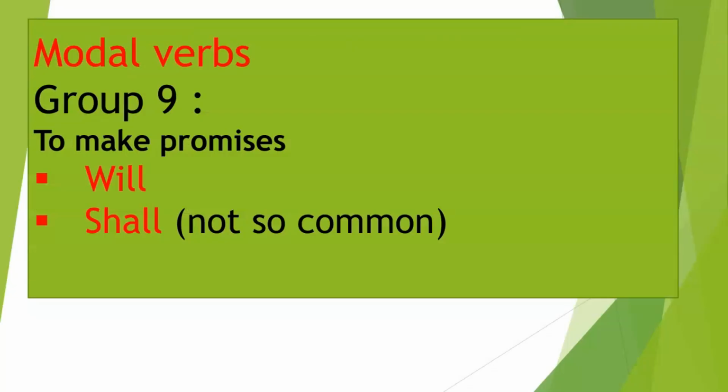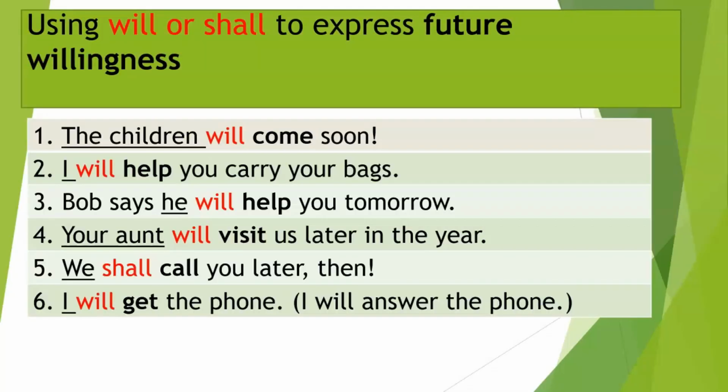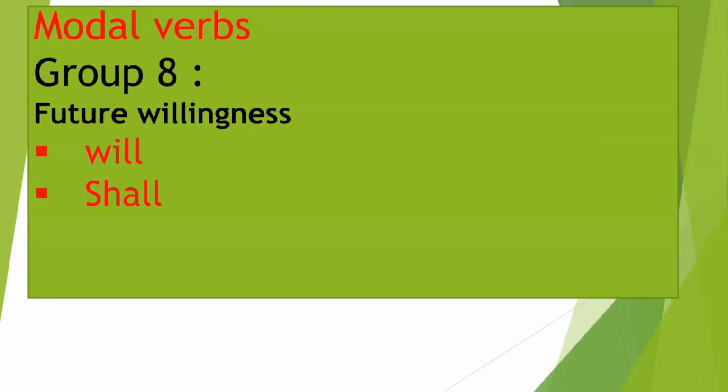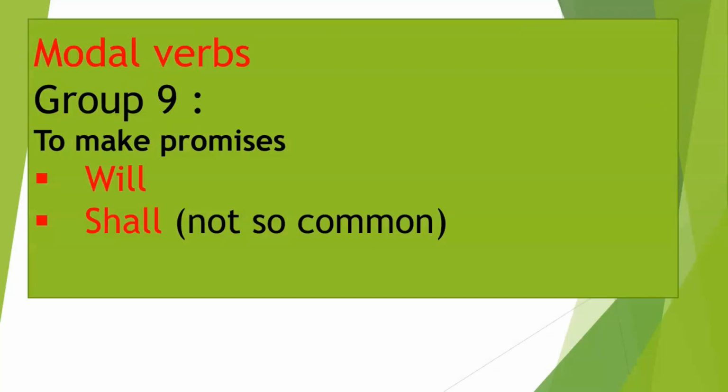Now, close behind this is where sometimes people will combine future willingness with group number 9, which is to make promises. I'm just going to go back here. We used will or shall here, and for this one, we can also use will or shall. Now there is a very, very slight difference between future willingness and to make promises. In a future video, I will go into greater detail on the differences between those. But let's take a look at a few.